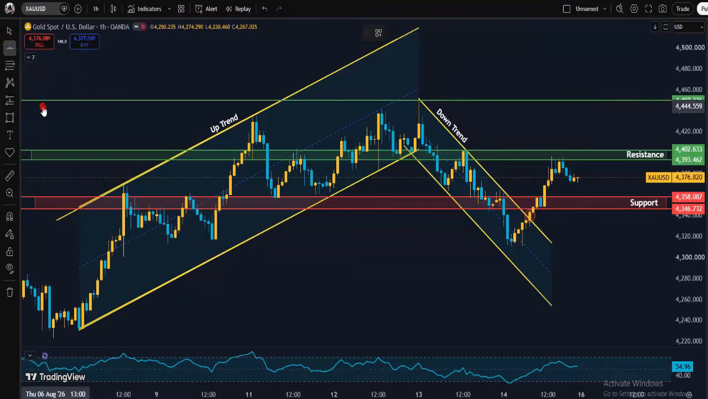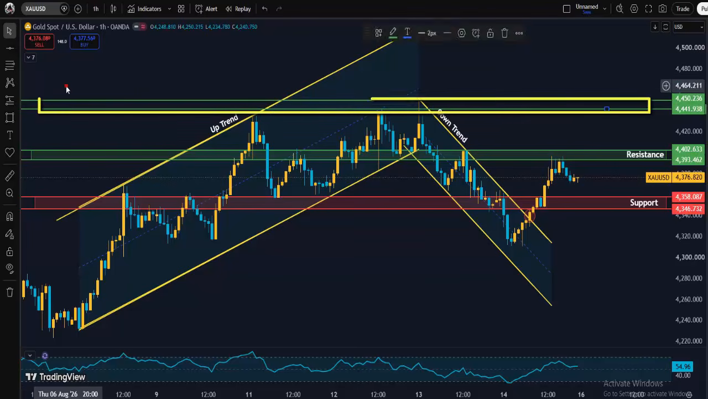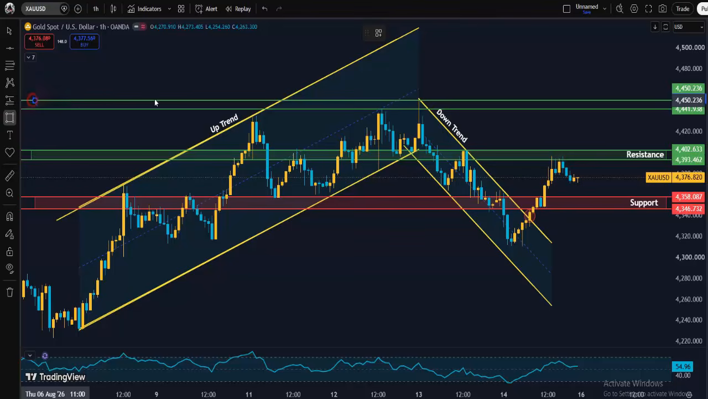Finally, let's discuss the long-term target. If gold successfully breaks above the 4,393 to 4,402 resistance zone and maintains bullish momentum, the next major upside area comes around 4,441 to 4,450. This is the long-term target zone marked on the chart. A sustained breakout above the descending resistance structure, followed by a confirmed move through the 4,402 resistance, would significantly strengthen the bullish scenario toward this target.